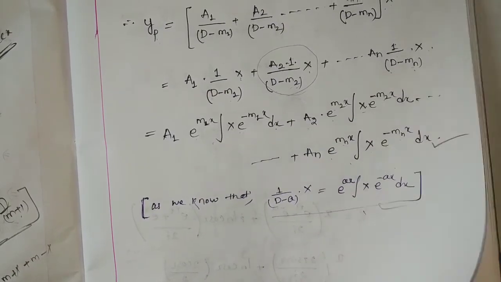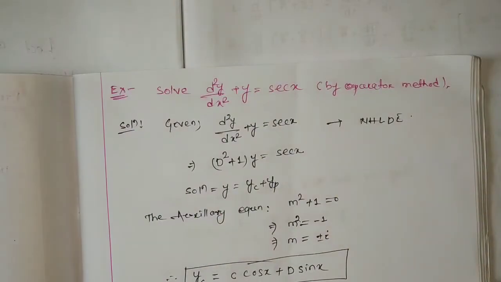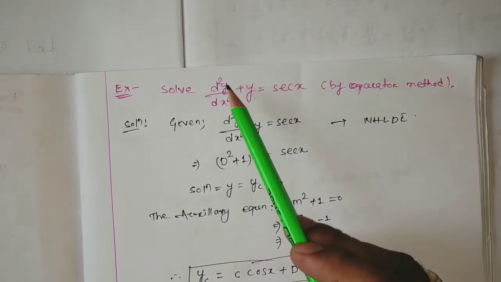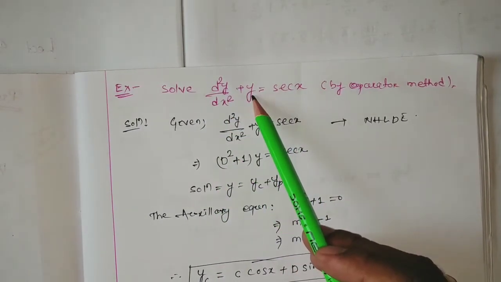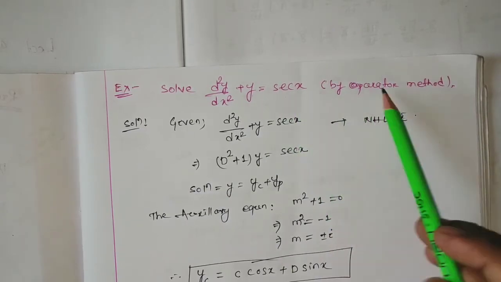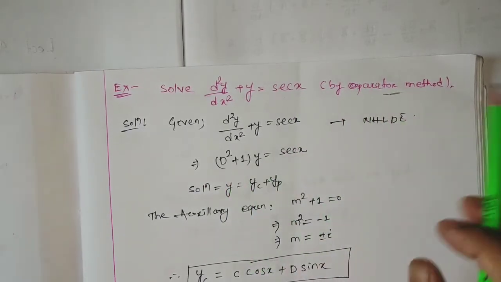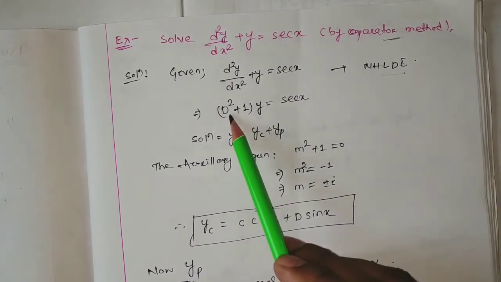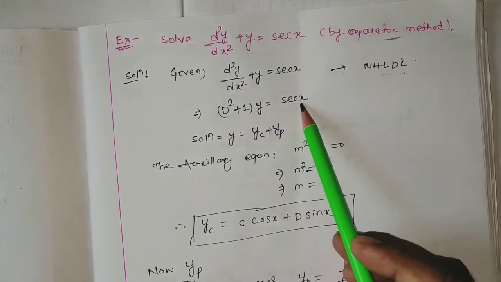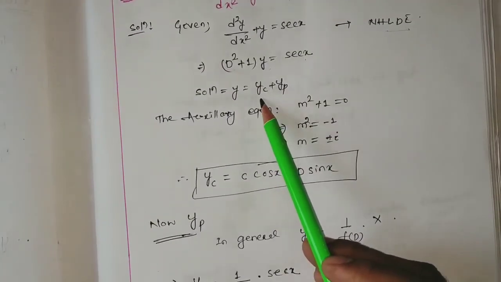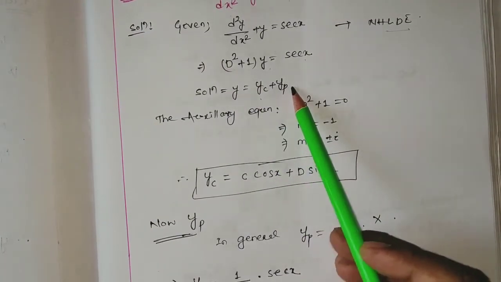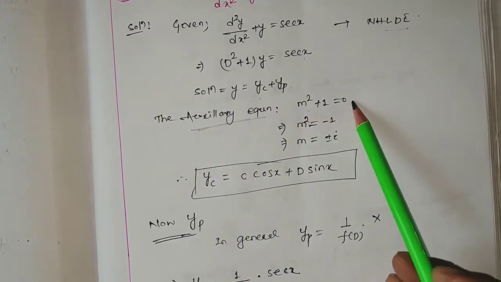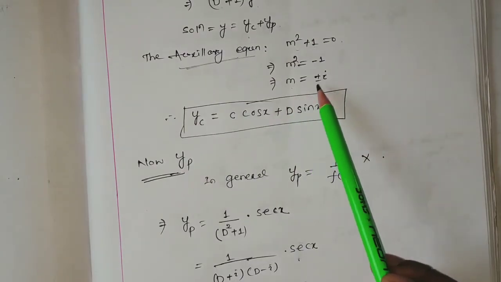So by using this rule, we are going to go for a numerical. This is the question: d square y by dx square plus y equal to sec x. We have to solve it by operator method. This is a non-homogeneous linear differential equation, which can be written as (D square plus 1) y equal to sec x. The solution is complementary function plus particular integral, and the corresponding auxiliary equation is m square plus 1 equal to 0, and the two roots are plus or minus i.